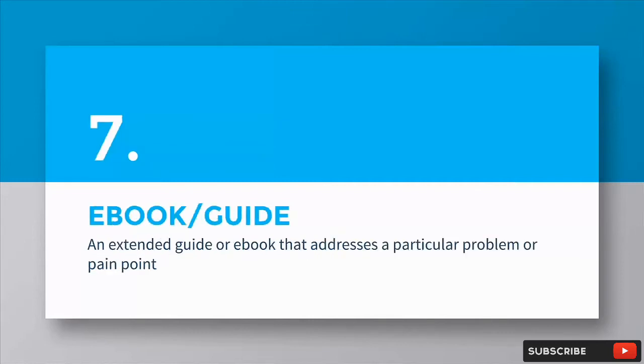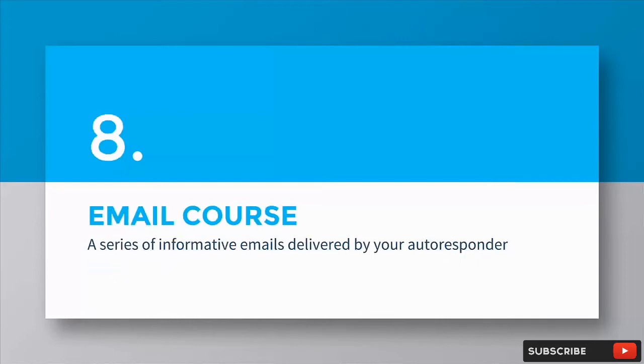Earlier, I mentioned that shorter resources tend to outperform longer ones, but if you can write an extended guide or ebook that's actionable and rewarding enough, it can be a solid lead magnet. Just make sure you deliver plenty of value and don't waste people's time. You can deliver a simple email course by setting up an autoresponder series. Just write a series of emails and queue them up to send every couple of days or so after someone signs up.